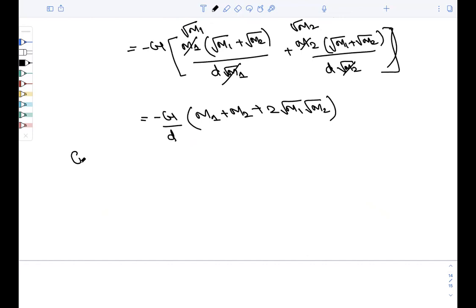Now what will you conclude? In conclusion, you can write what happened when m1 equals to m2.